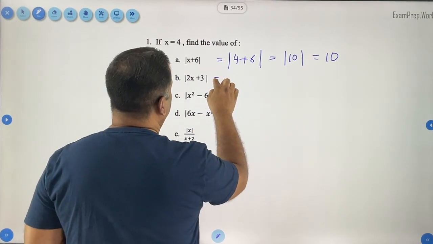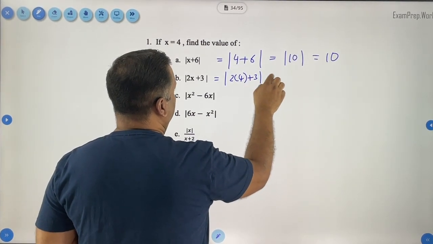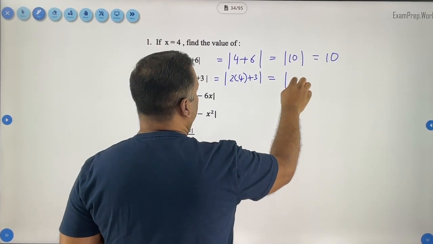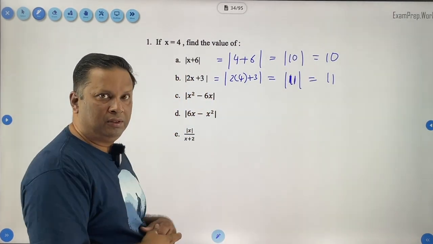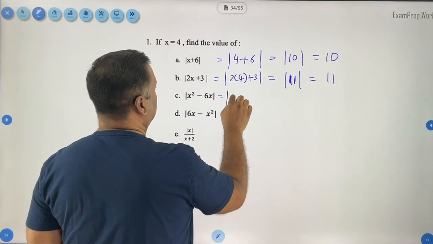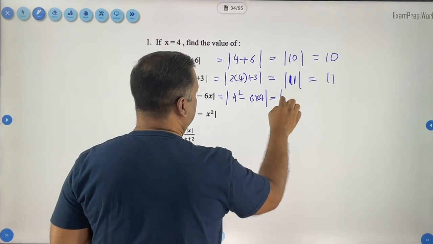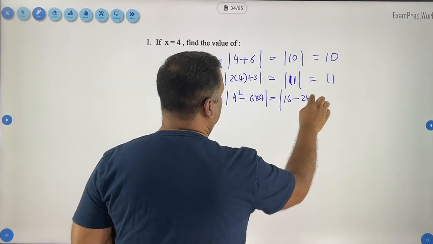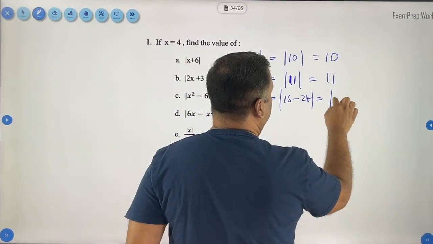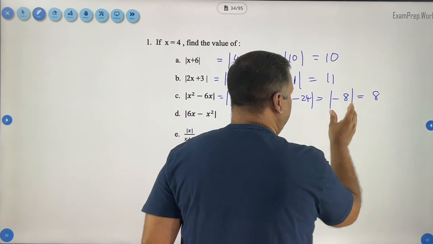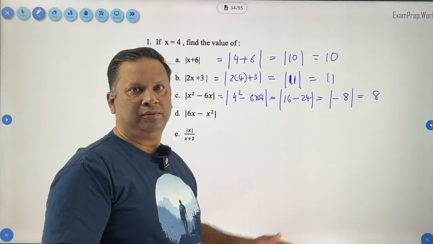So now let's apply 4. So 2 times 4 plus 3. How much does it become? 8 plus 3 is 11. Mod of 11 is, answer is 11. Okay. Go ahead, apply here. 4 square minus 6 times 4. So here you see you have got 16 minus 24, right, which is negative 8. So mod of negative 8 is 8. Any negative number inside mod will come out of the mod as positive 8 because the quantity is 8, right?